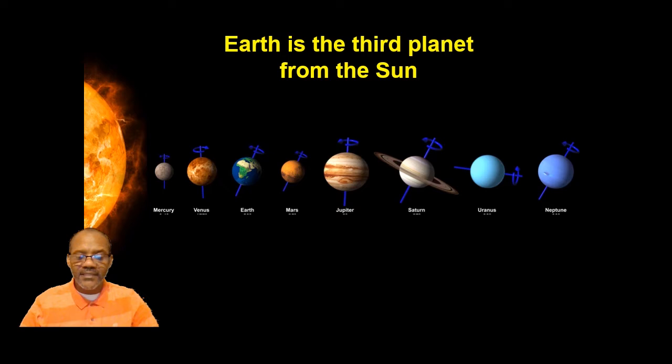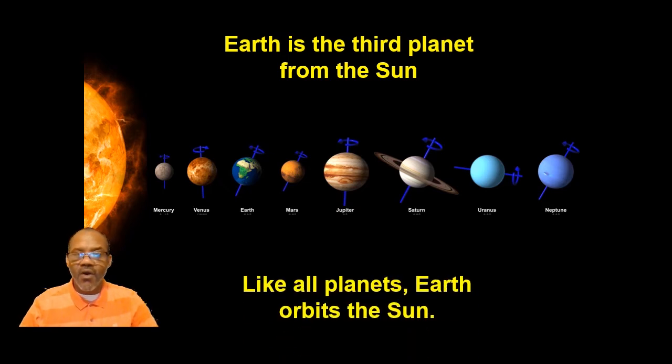Like all planets in our solar system, Earth orbits around the sun. Not all planets, period. There are other solar systems with other planets, but they're not orbiting our sun. But we are the third in this particular solar system.